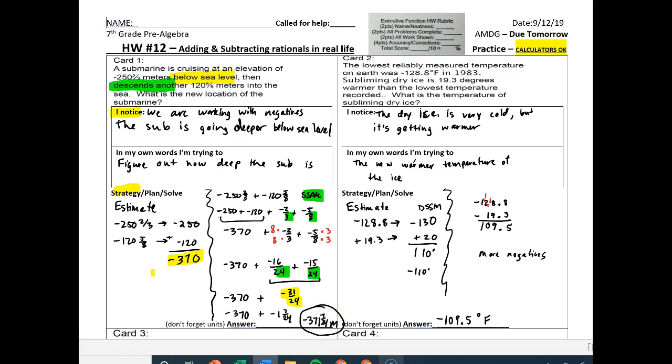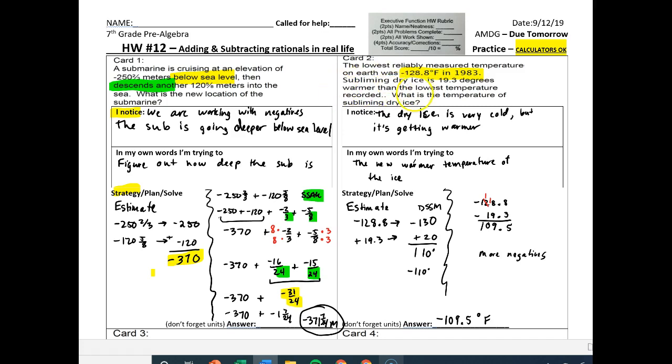Right? Number 2: the lowest reliably measured temperature on Earth was negative 128.5 degrees Fahrenheit in 1938. This is why we don't number pluck, because 1938, that's just a number, a year, and it's not even related to the problem in this case. So you wouldn't just pull that out and be like, what do I do with that number? So don't always number pluck. Try and figure out what actually the problem's asking.